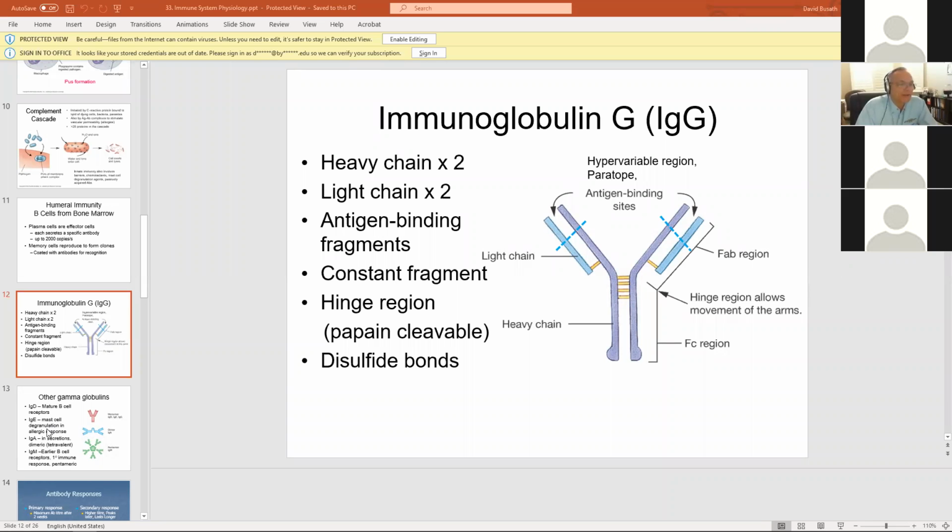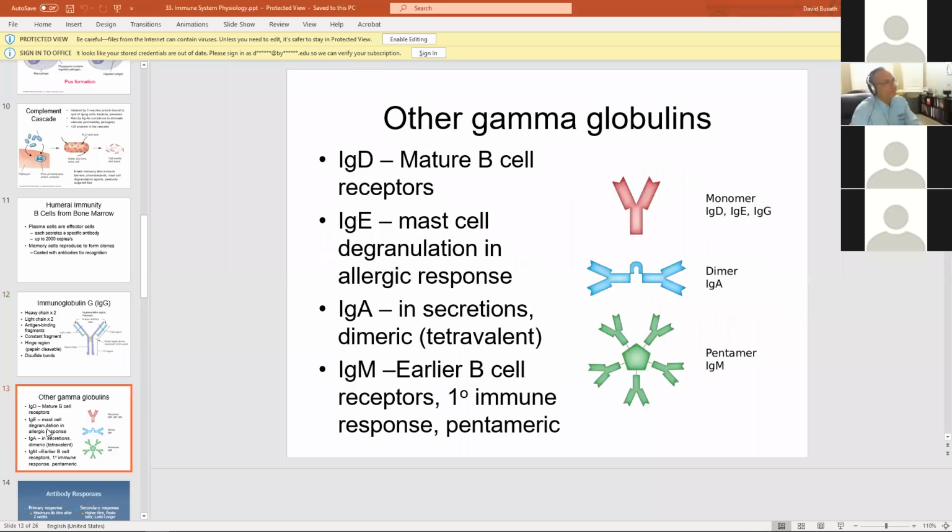Sure. So IgA is a dimer, so it has 2 antibodies. And these are found in external secretions, so saliva, tears, mucus, breast milk, things like that. IgM, I believe, is a pentamer, so it has the 5 antibodies. And these ones are going to be found on the red blood cells, is what I found.